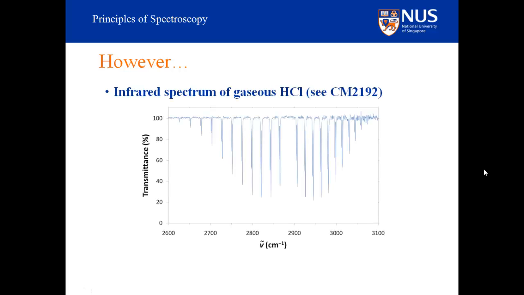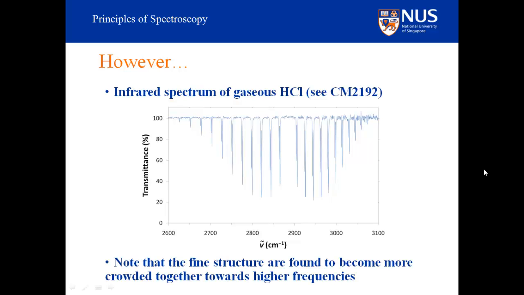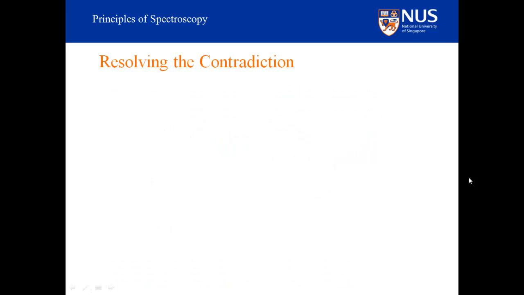Here is the spectrum of gaseous HCl that you may well have measured for yourselves in CM2101. Notice that at low frequencies in the P branch the lines are getting steadily further and further apart, while at high frequencies in the R branch the lines are getting closer and closer together. We want to know why this is. The rotational fine structure is becoming more crowded as we go to higher and higher frequencies. This result does not agree with our analysis in part 6, so how can we resolve this contradiction?